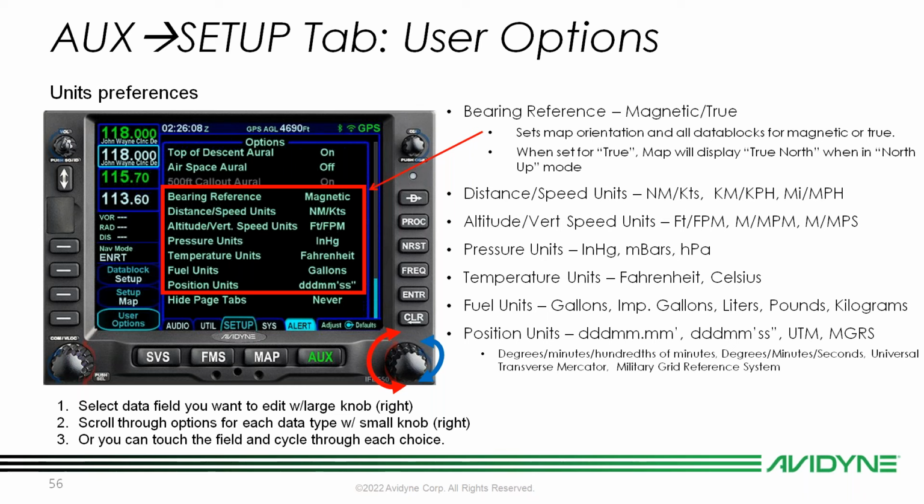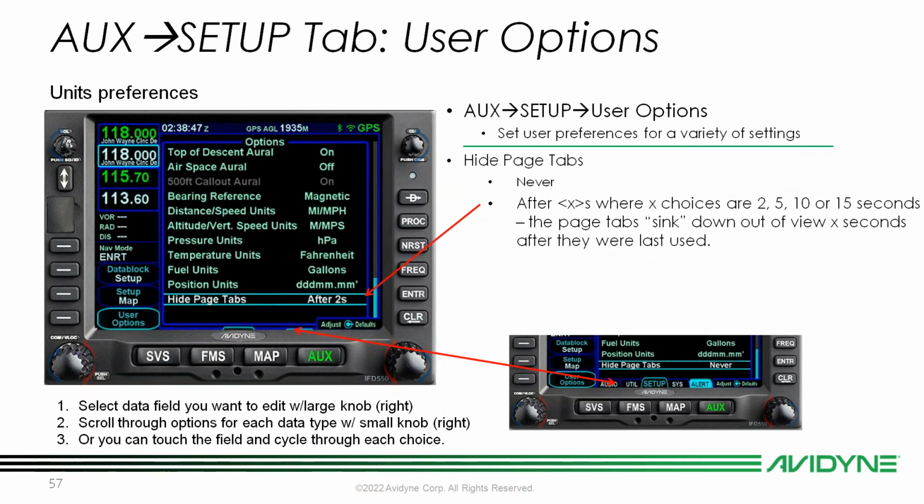Distance, speed, nautical miles, kilometers, and miles per hour. Altitude, vertical speed units, feet per minute, meters per minute, and meters per second. Pressure units, inches of mercury, millibars, or hectopascals. Temperature units, Fahrenheit, Celsius. Fuel units, gallons, imperial gallons, liters, pounds, and kilograms. And then position units is going to be, as you see below, UTM, and then MGRS, the military grid reference system. We can set those up that way as well.